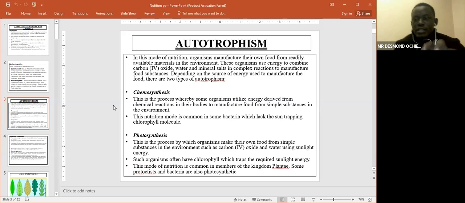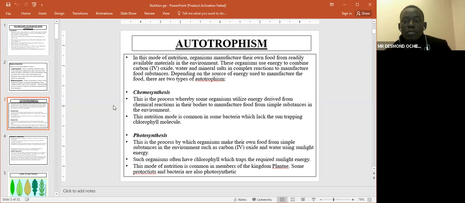Now, chemosynthesis is a type of autotrophism whereby some organisms utilize energy derived from chemical reactions in their bodies to manufacture food from simple substances in the environment. So the energy which they use to combine the inorganic substances is obtained from the chemical reactions which occur inside their bodies.